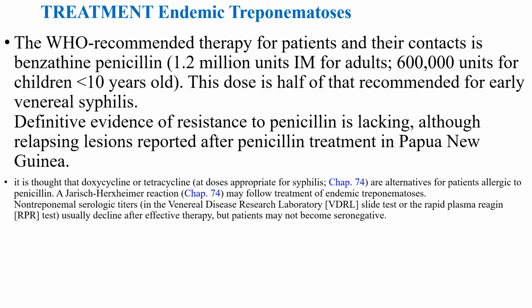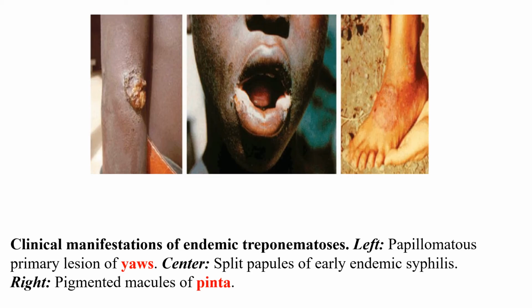Treatment of endemic treponematoses. WHO recommends to treat the patient and their contacts with benzathine penicillin. This dose is half of that recommended for early venereal syphilis. Definitive evidence of resistance to penicillin is lacking, although relapsing lesions were reported after penicillin treatment in Papua New Guinea. These are the figures, clinical manifestations of endemic treponematoses. Left, papillomatous primary lesion of yaws. Center, split papules of early endemic syphilis. Right, pigmented macule of Pinta.